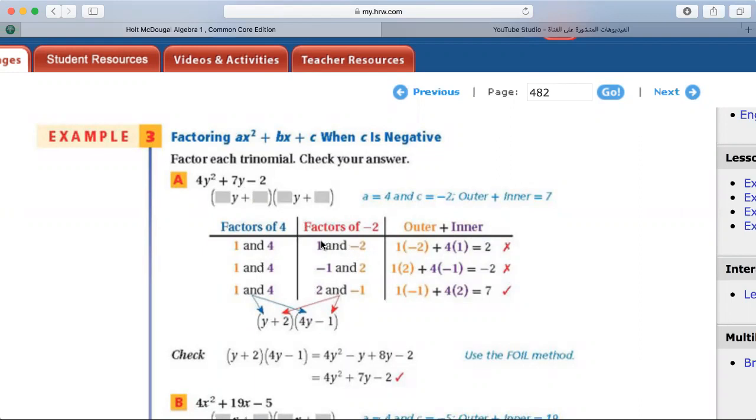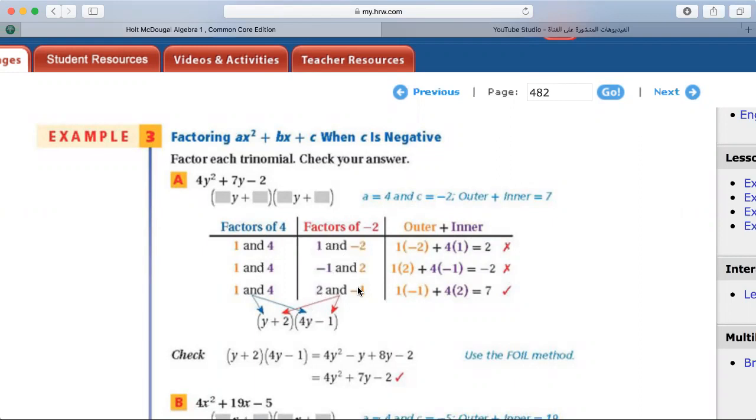And I will change the signs first. I will not change the places. I will change the signs first. 1 and negative 2. So then I will change the signs: negative 1 and 2. Then I will change the places.